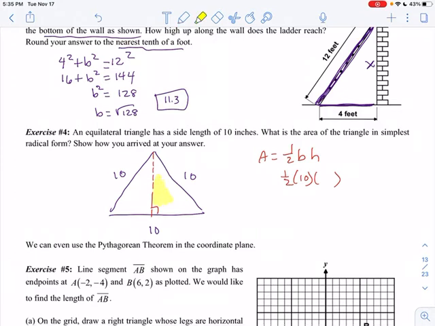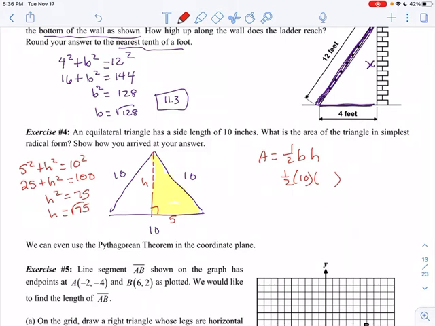Now, when I draw the height of an equilateral triangle, it actually cuts the base in half. So this right here is 5, okay? And I don't know the height right here, which is h. But the height is perpendicular to the base, so I can just use the Pythagorean theorem to figure out what that height should be. And I'll do that right here. So 5 squared plus h squared equals 10 squared. 5 squared is 25. 10 squared is 100. I'm going to subtract 25 and I'll get 75. So my height is the square root of 75.